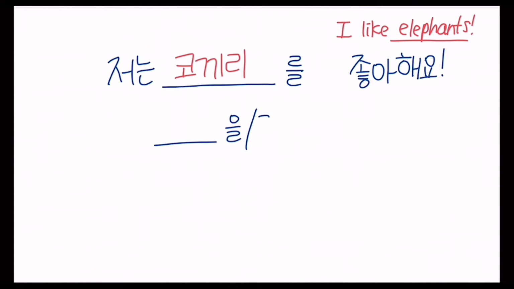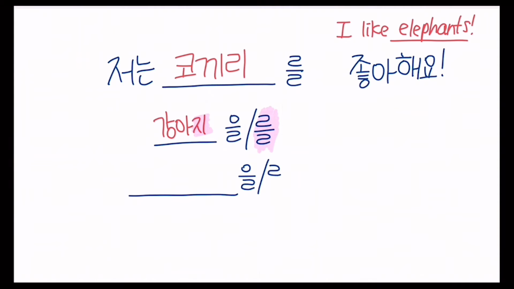을 or 를. Okay, so let's say you have a noun, and I'm going to put 강아지. Since this is a consonant, vowel, consonant, and we don't have anything underneath this last word, it's just a consonant and a vowel. So what we're going to do is use 를. Another example. I'm going to write an example. I like a cell phone.